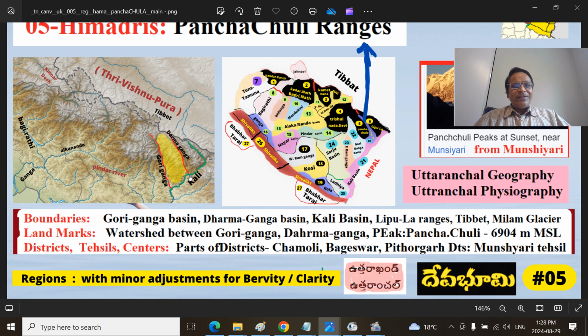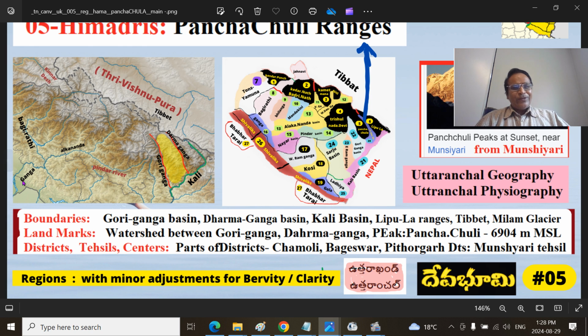Landmarks is the watershed. This is the water divide between the western side Gori Ganga and the eastern side Dharma Ganga. Remember, Dharma Ganga river is also called Dauli Ganga. To make things even more complicated, there is also one more Dauli Ganga that joins Alakananda near Joshimath area. That is called Paschim Dauli Ganga. This is the Purbi, eastern Dauli Ganga, also called Dharma Ganga river. The peak is the Pancha Chuli, 6900 meters. These are the greater Himalayas.